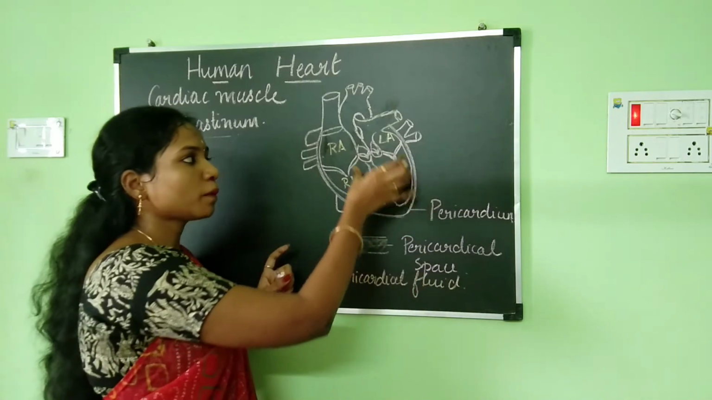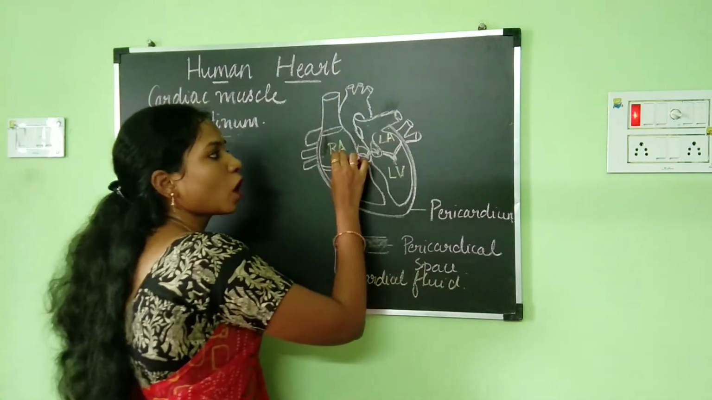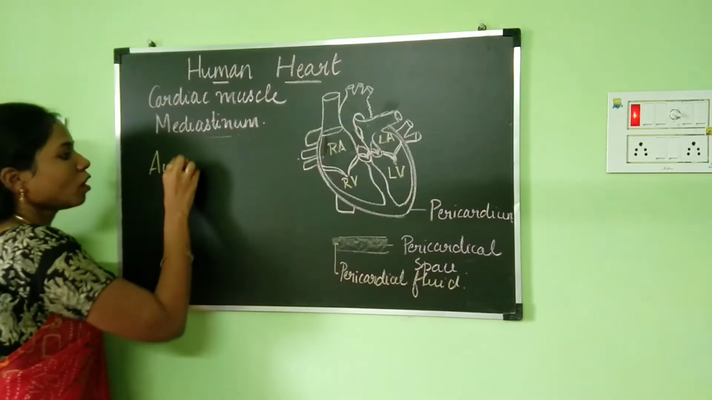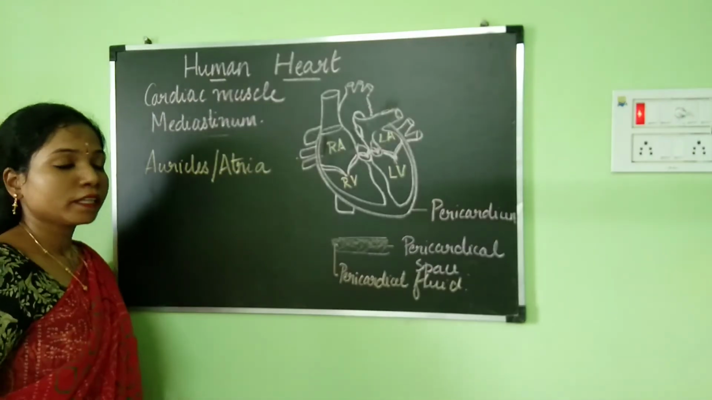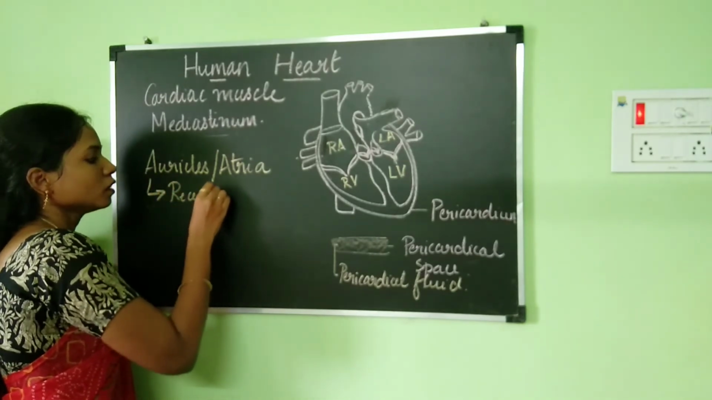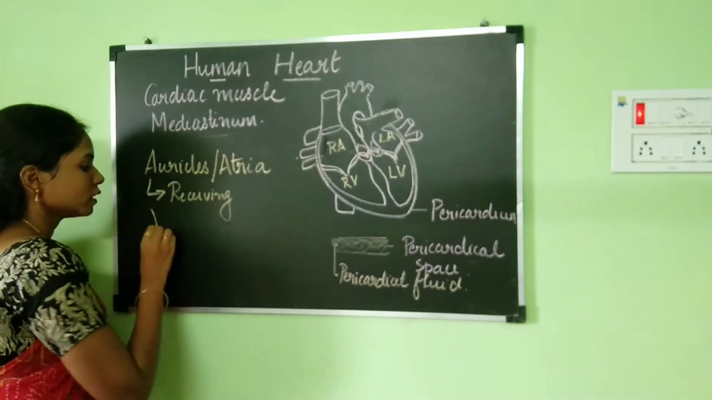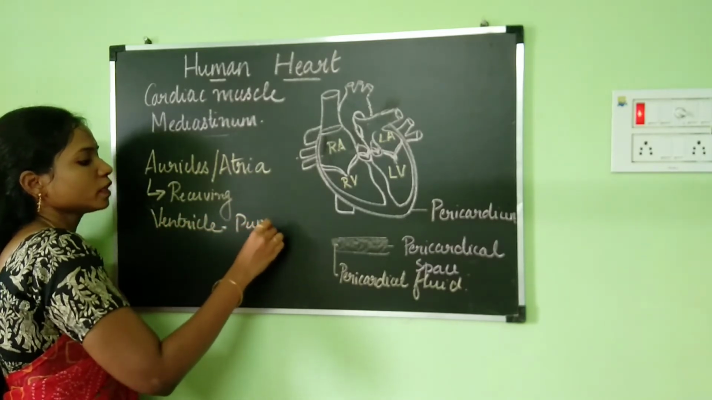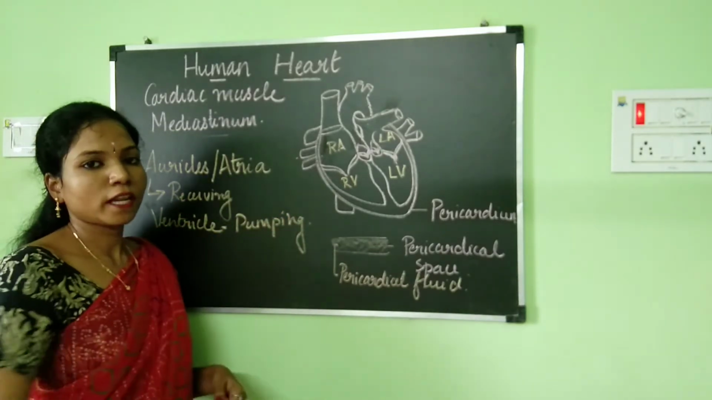I said the upper two chambers are called the auricles and the lower two chambers are called the ventricles. The auricles are the receiving chambers of the heart. Auricles are also known as atria; I forgot to mention that. Receiving chambers means they always receive the blood. And ventricles are the pumping chambers of the heart. Ventricles will always pump the blood to different parts of our body and to the lungs as well.